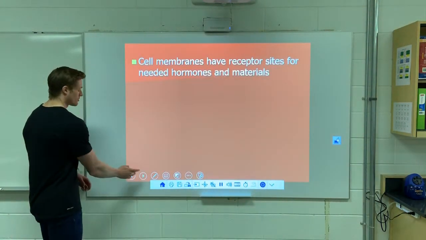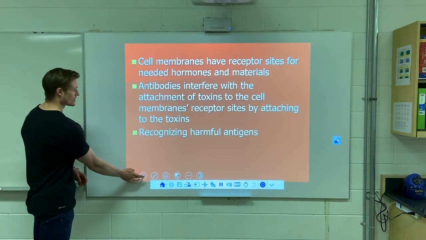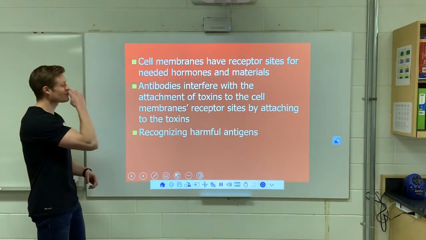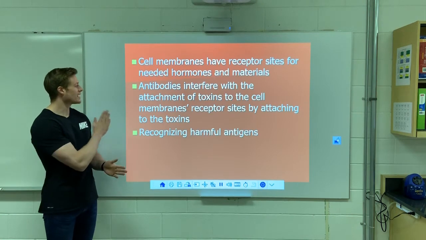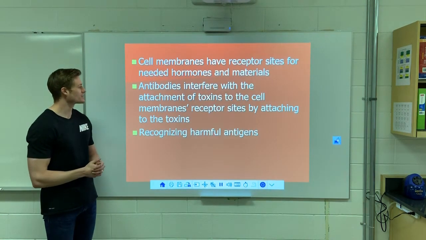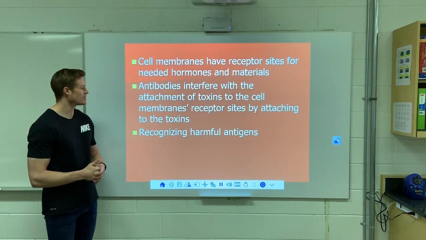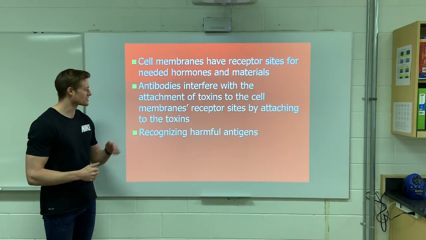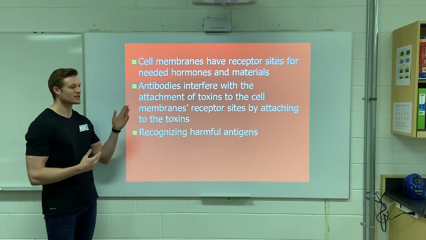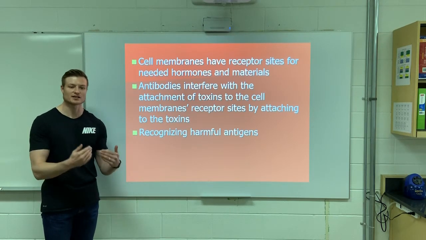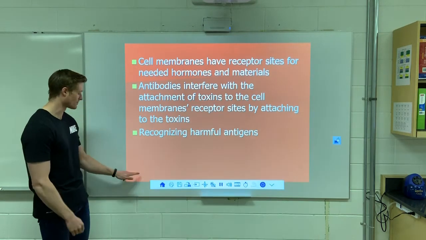Okay, so moving along here. Cell membranes, they have receptor sites for hormones and other materials. Antibodies will interfere with the attachment of toxins to the cell membrane, and this will essentially neutralize these harmful invaders. So this means a virus can't attach and can't infect your cells. So this is a good thing.